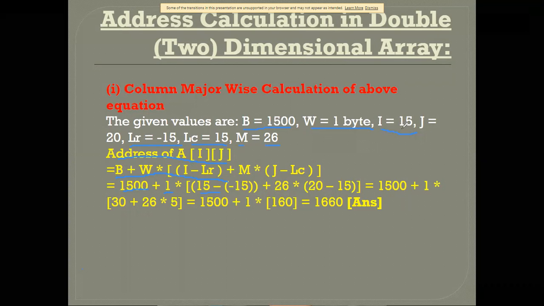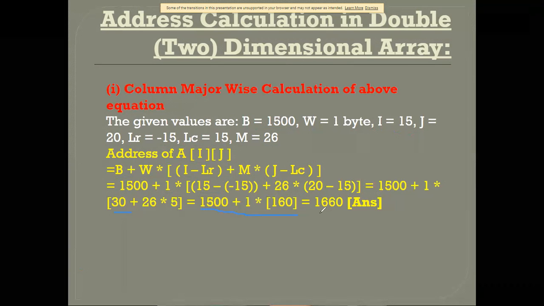What is the value of J now? J will be 20 here. So we put 20 minus L of C, the lower limit of column, that is 15. We calculate all of this: 1500 plus 1 into 30 plus 26. Finally, the result is 1500 plus 1 into 160, the calculation of all these terms.